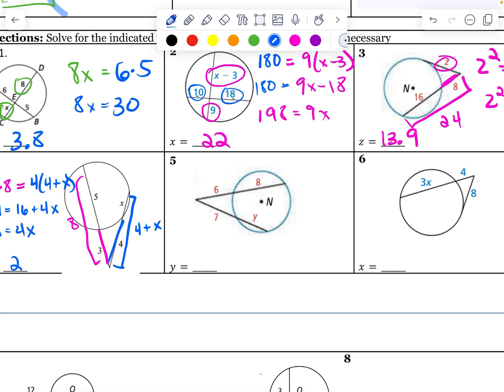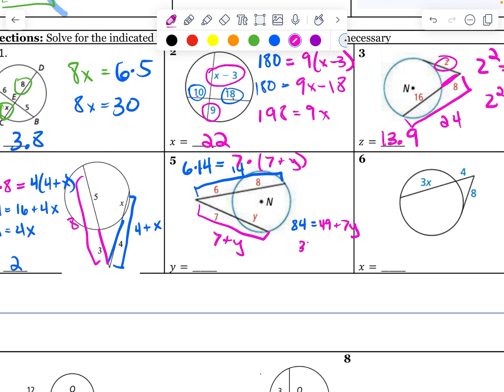Here we go. Part to whole, so 6 times 14 equals 7 times, this whole thing is going to be 7 plus y. 7 plus y. I've run out of space. 6 times 14 is, I'm coming down here, 84 equals 49 plus 7y. 84 minus 49, 35 equals 7y. Y equals 5.